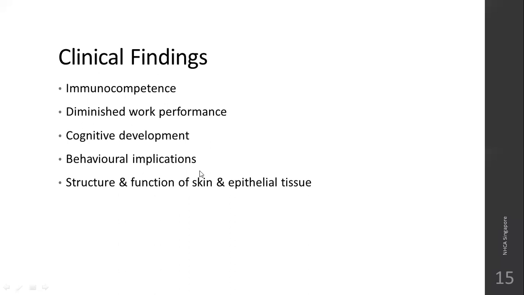The structure and function of the skin and epithelial cells change. You lose a lot of hair, premature graying of hair, folliculitis, that is inflammation of your hair follicles, acne, reduced growth of nails, brittle nails. And in severe cases of anemia, you will see koilonychia. Koilonychia means spoon-shaped nails.